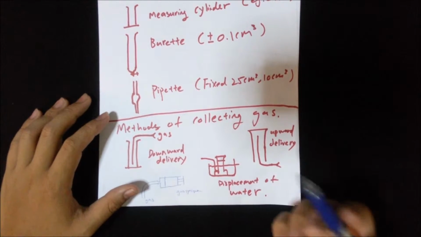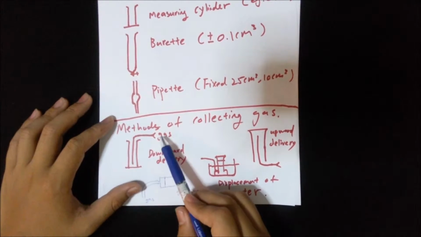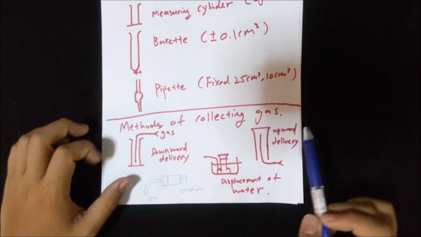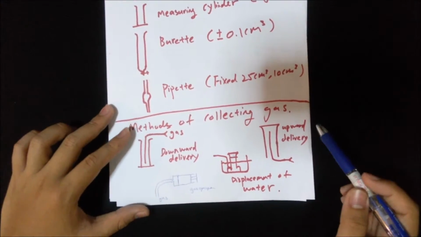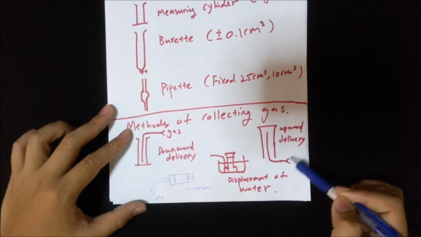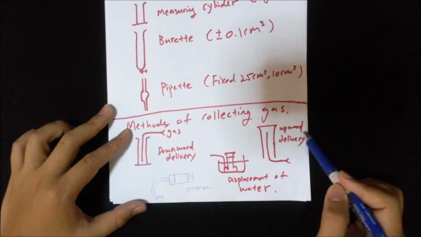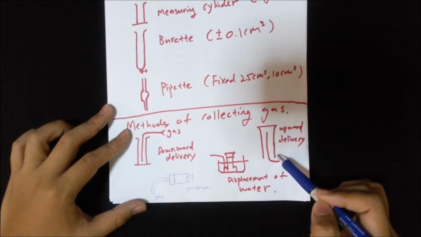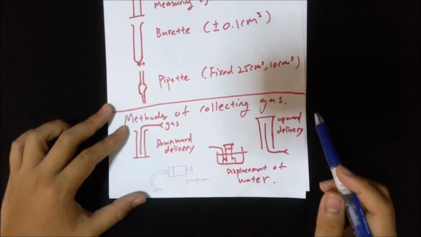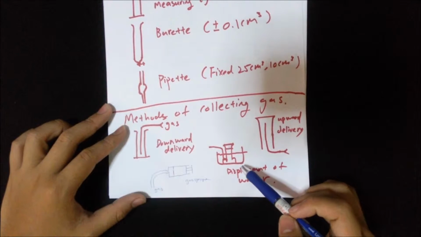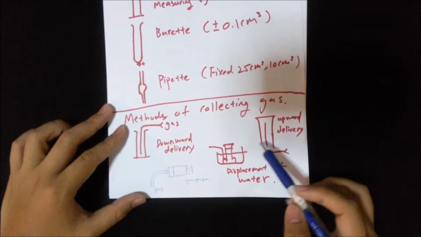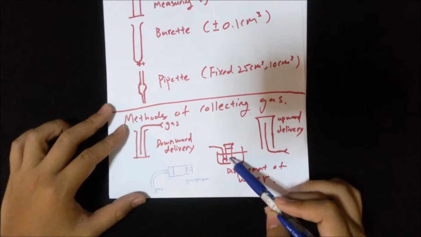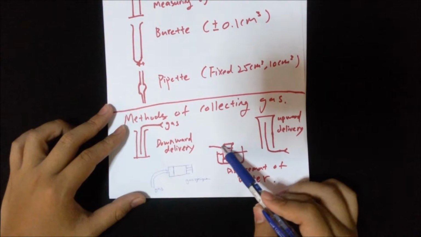For gases that are less dense, you cannot use this method, because if you do, the gas will actually escape out. For gases that are less dense, we preferably use upward delivery, whereby the gas will go in here and be trapped inside here. The next method, for gases that are insoluble, is displacement of water, so the gas will enter here and go through the water. Because it's insoluble, it will not dissolve in water, and it will be collected here.